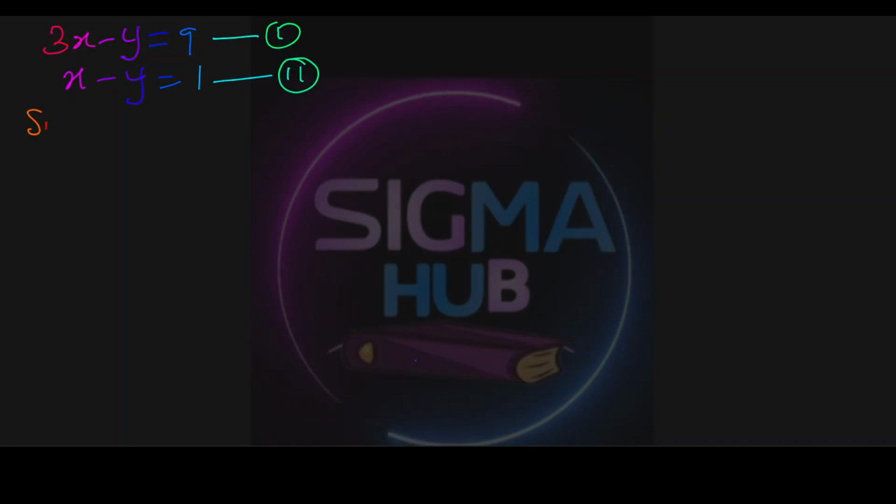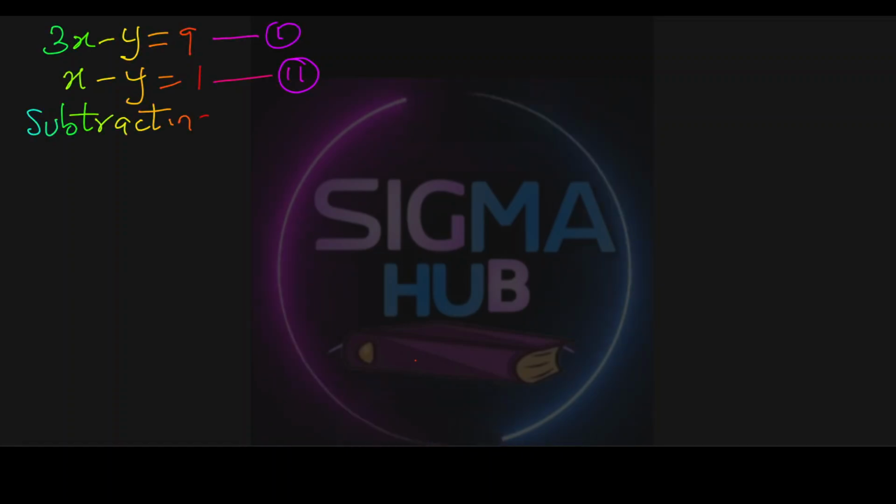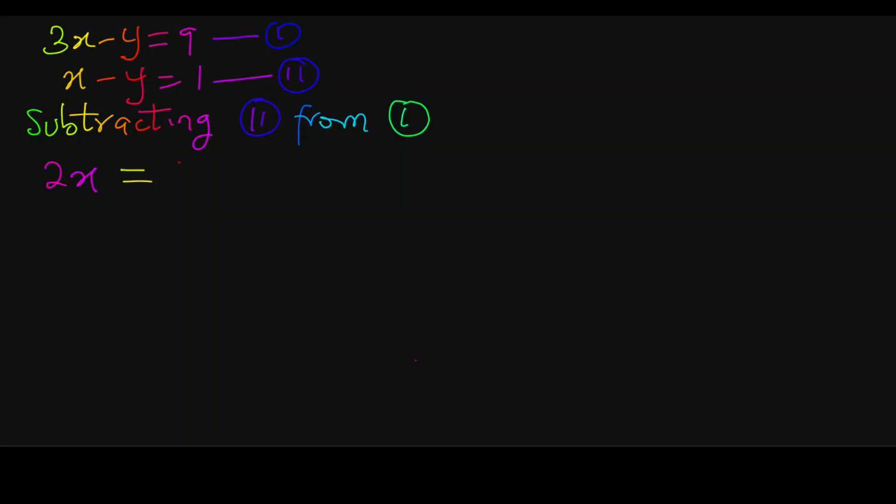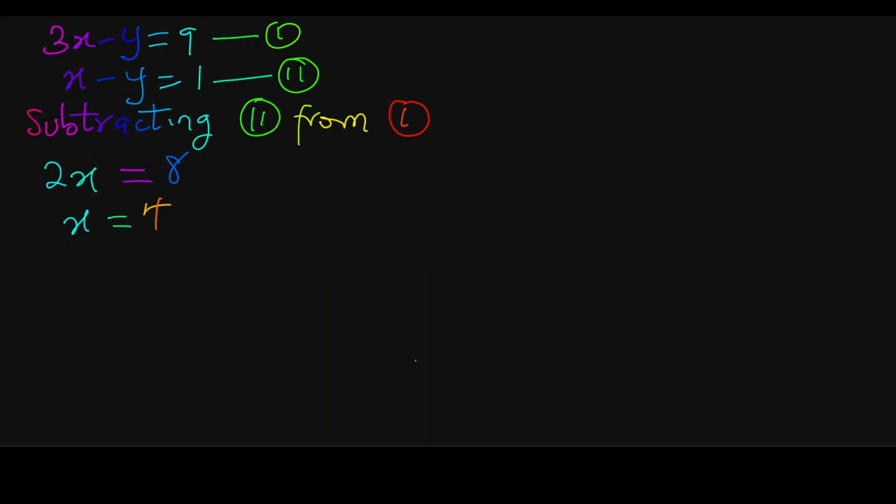So subtracting equation 2 from 1, we have 3x minus x, which gives us 2x, and minus y minus y gives us 0, equal to 9 minus 1, which is 8. So from here we see that x is equal to 4. That's 8 divided by 2, so x is equal to 4.